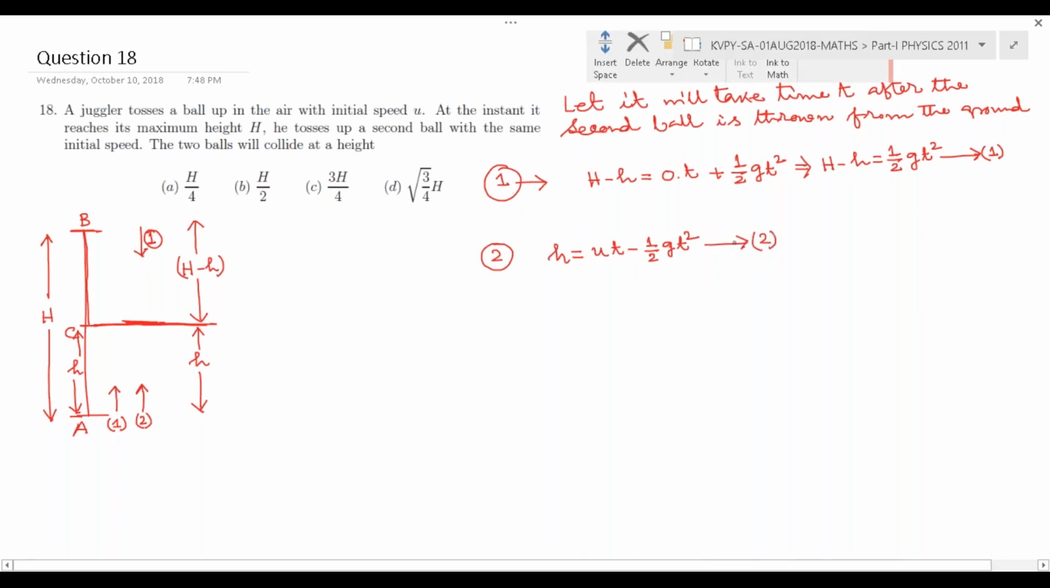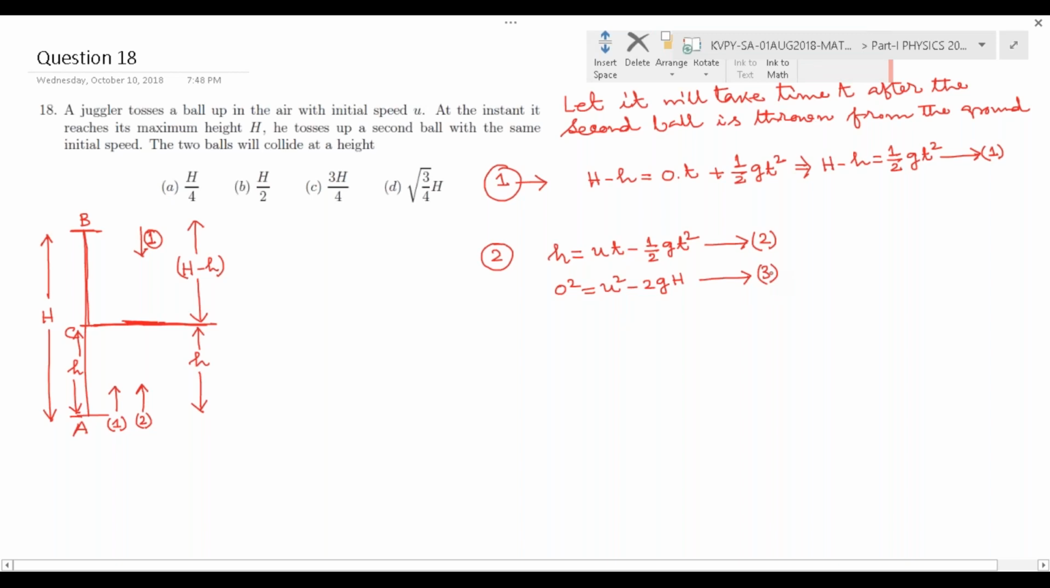And another equation we also get is that we can use the v square. What is the velocity v? Final velocity will be 0. So 0 square, v square is equal to u square minus 2 into g into capital H, obviously, because once the first ball started from the point A and reaches the point B, the velocity was 0. That is actually coming from the first ball, by the way. So this is the equation number 3.